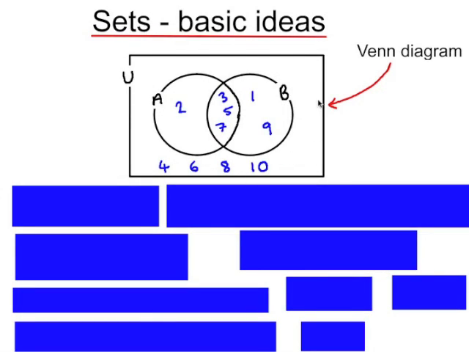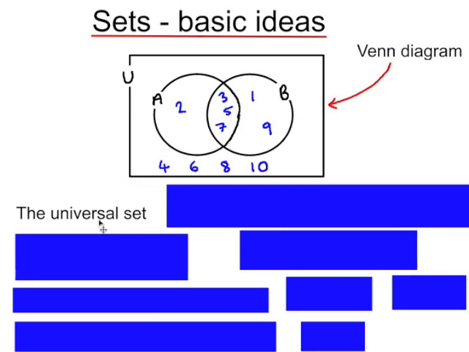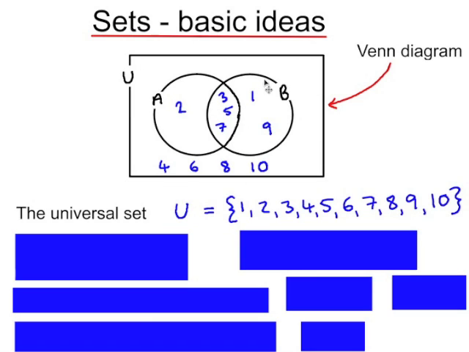This lesson introduces some basic ideas about sets and Venn diagrams. This is a Venn diagram here. You can see it consists of a rectangle and two overlapping circles. The universal set is represented by this capital letter U here, and it denotes everything within the rectangle. So in this particular example, U, the universal set, is all of the numbers from 1 to 10.